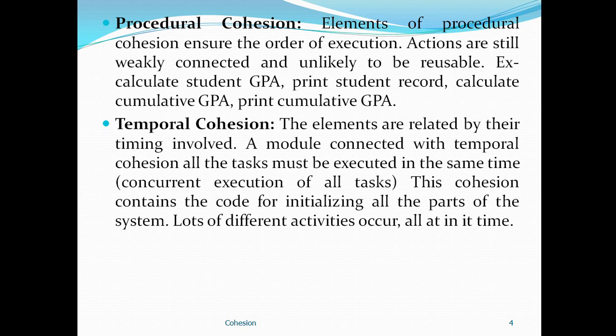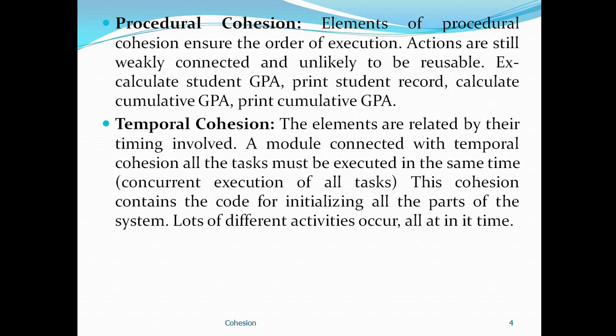It does not accept poor structure. It is clearly said that the elements of procedural cohesion ensure the order of execution one by one. It must use procedures, so the elements are executed in order. Actions are still weakly connected and unlikely to be reusable, so it does not support poor structures.